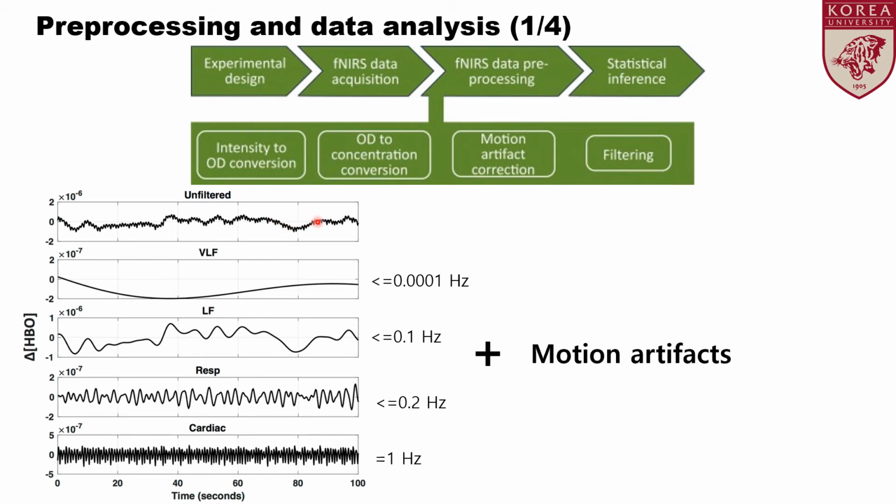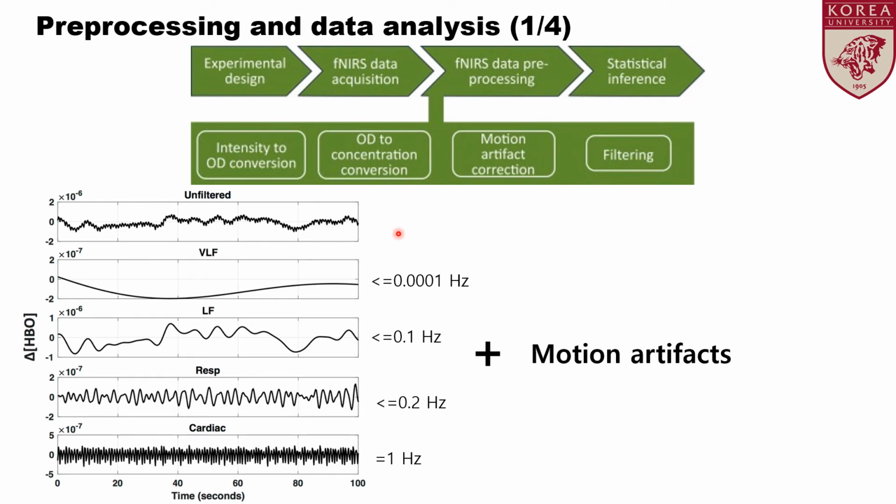Intensity to optical density conversion, which we already got done in the machine, and we got the data from the machine in optical densities. After that, we can convert optical densities to concentration changes by the modified Beer-Lambert law, which we already discussed in previous slides. And after converting the data into concentration changes, we can correct the motion artifacts and filter the data to get the pure activity of the brain.